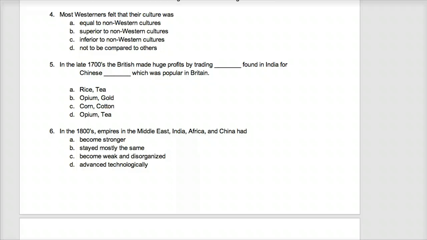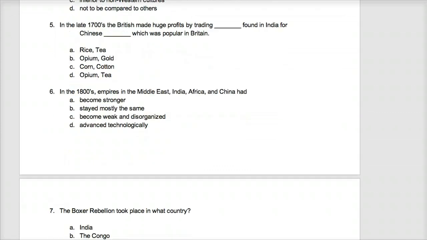Question 6. In the 1800s, empires in the Middle East, India, Africa, and China had A. become stronger, B. stayed mostly the same, C. become weak and disorganized, or D. advanced technologically.